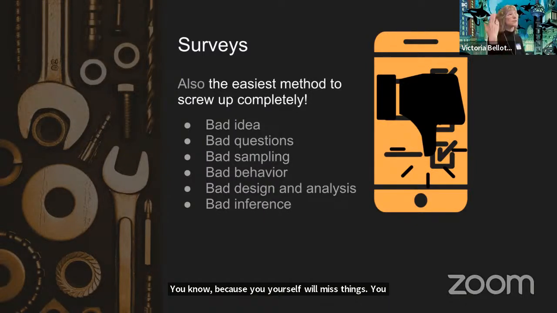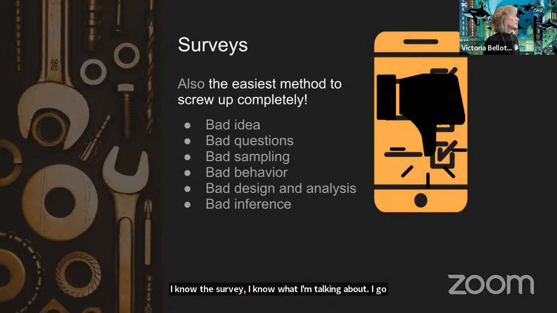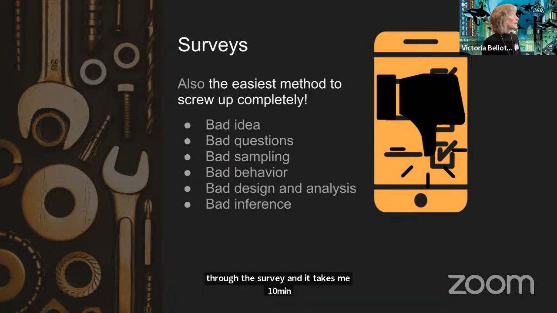The people who do surveys are professional survey takers. The platforms, that's actually the dirty secret. They say, we screen people in, we don't allow people in who've done this survey too quickly. They allow them in at about a quarter of the time it took me to do my own survey. I know the survey, I know what I'm talking about. I go through the survey and it takes me 10 minutes. These people are getting it done in 3, or less. And they're still letting them in.